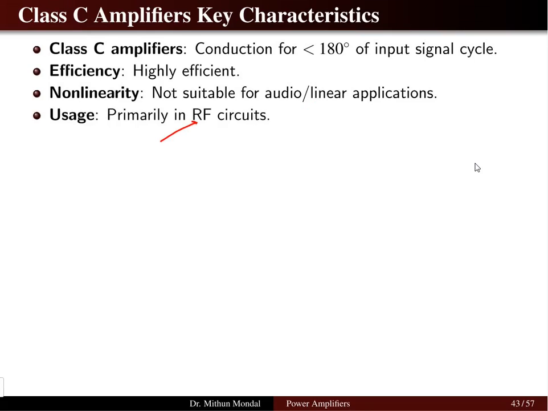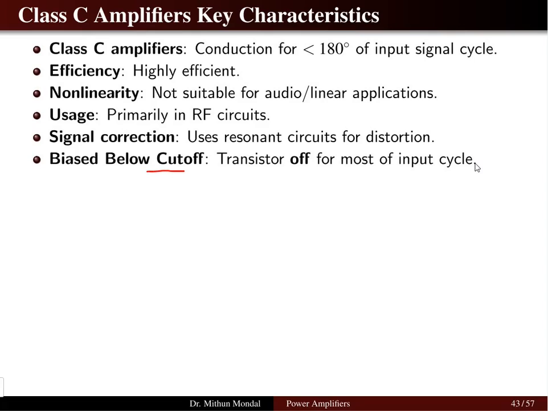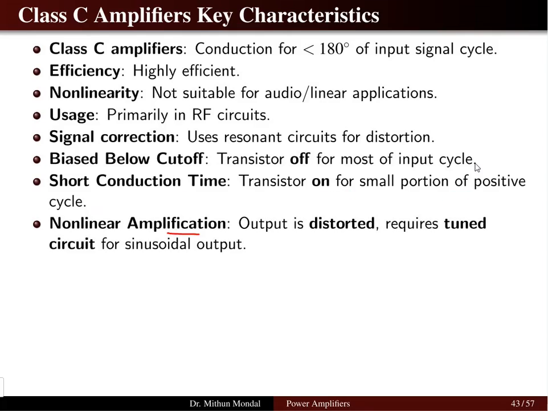They are primarily used in radio frequency circuits and they use resonant circuits to handle distortion. Resonant circuits are basically the LC networks which are used in class C amplifiers. They are biased below the cutoff, so the transistor will be off for most of the input AC cycle. The short conduction time makes the transistor on for only a small portion of the positive AC cycle. The nonlinear amplification process in a class C amplifier leads the output to be distorted. It requires the tuned circuit, which is basically the resonant circuit, to get the sinusoidal output.